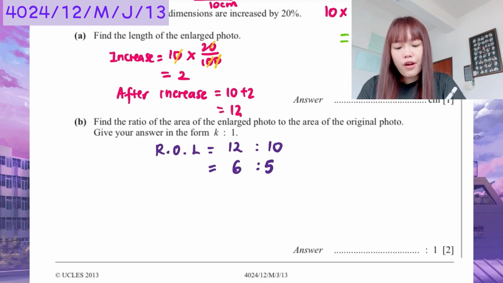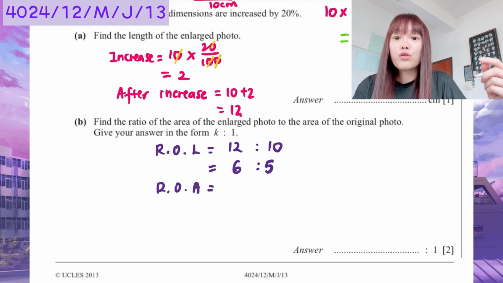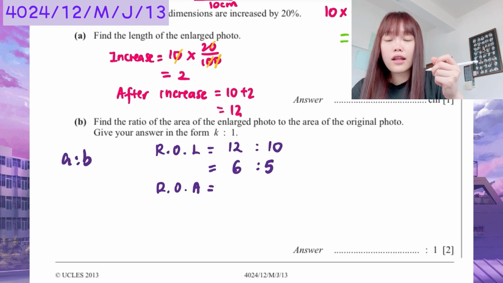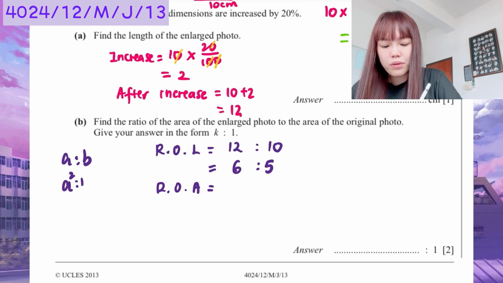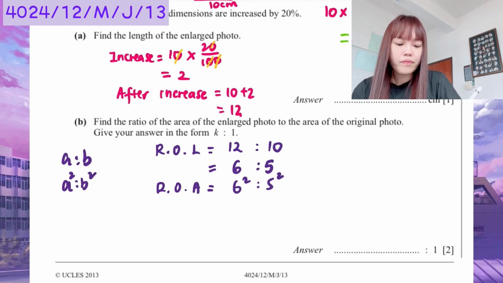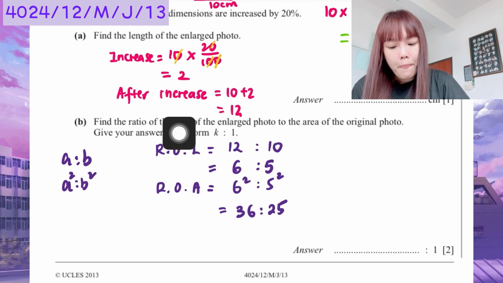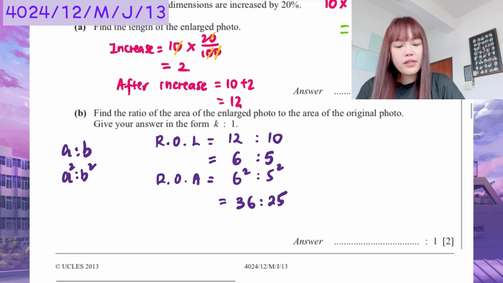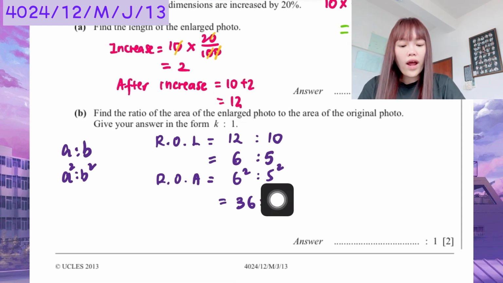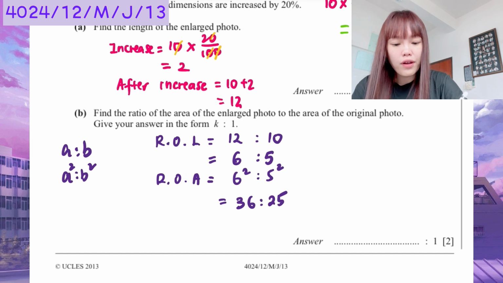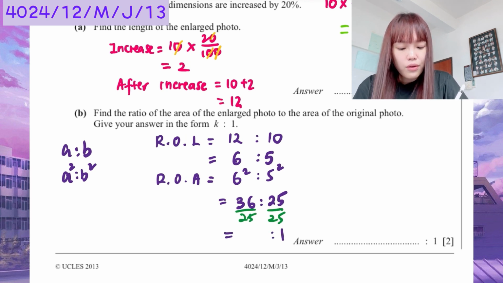If you want to find the ratio of area, you need to square. If the ratio of side or ratio of length is a to b, if you remember this, then the ratio of area is a squared to b squared. This is under the similarity topic. So this is 36 to 25. And the question says give your answer in the form of k to 1. That means you need to have 1 here, but this is 25. So you divide both sides by 25, so that here you get 1, and here is 36 over 25, which is 1.44.